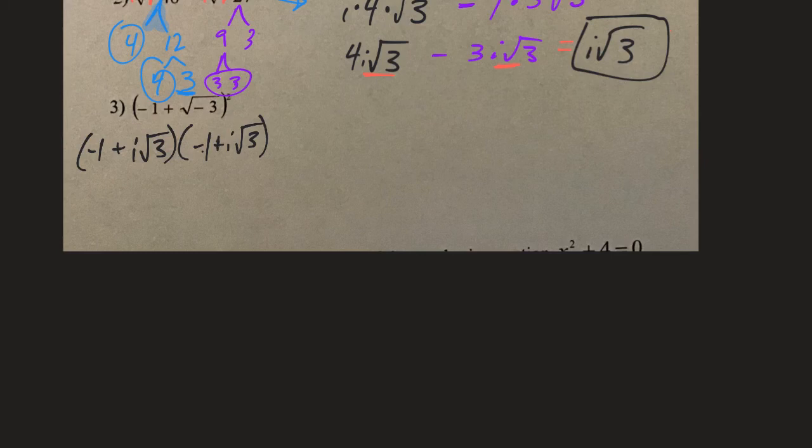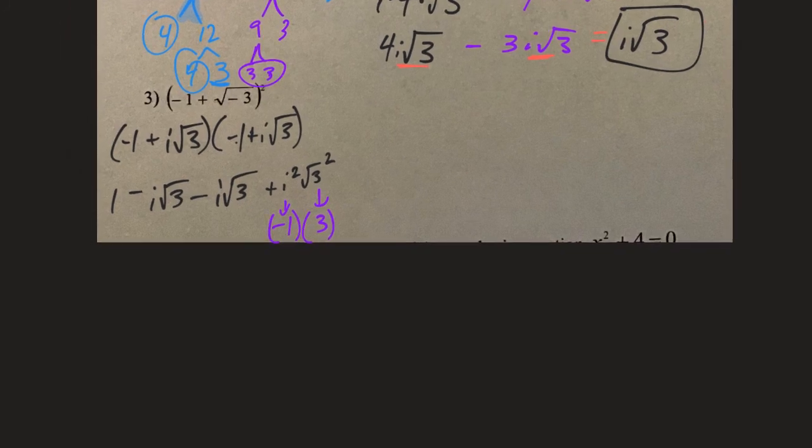Let's distribute. So negative 1 times negative 1 is 1, plus, or should say minus, i root 3, minus i root 3. And when I multiply these last two, i square root 3 times i square root 3, we've got plus i squared square root 3 squared. And it looks a little bit funky, but it's going to simplify down pretty nicely, actually, because i squared is negative 1, and square root 3 squared is actually just 3. So we can just get negative 3 out of here, just minus 3.